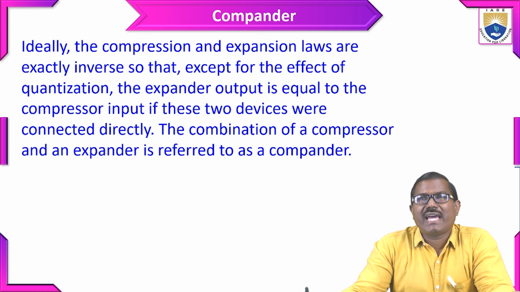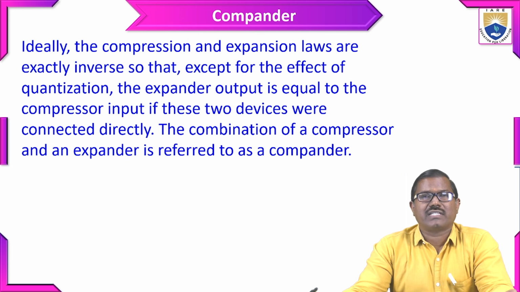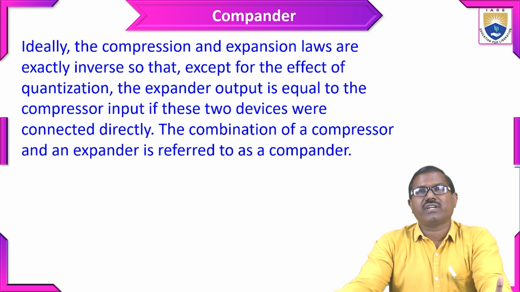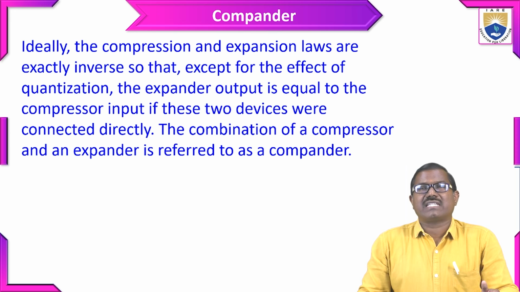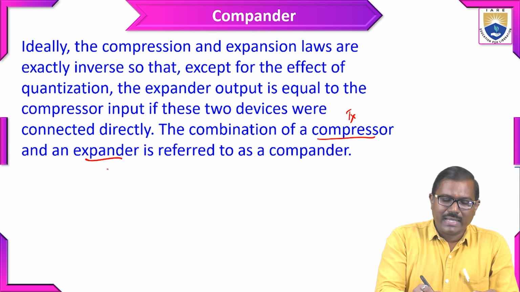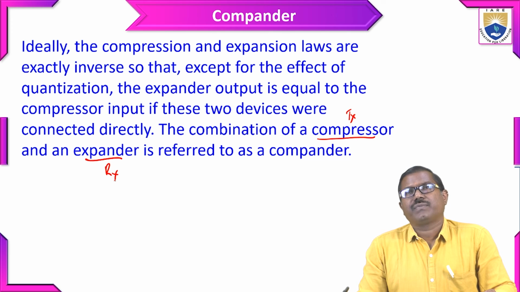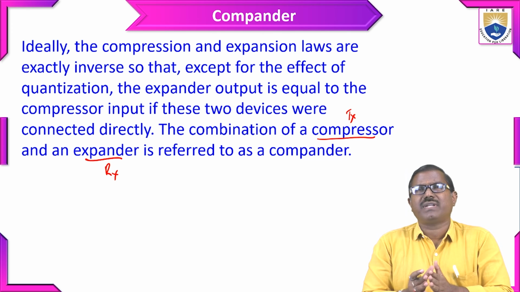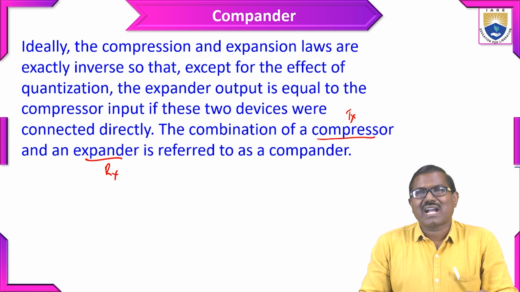So ideally the compression and expansion laws are exactly inverse, so that except for the effect of quantization, the expander output is equal to the compressor input if these two devices were connected directly. The combination of the compressor and expander is referred to as a compander. Here the compressor is used at the transmitter and the expander at the receiver. So the combination of the compressor and expander we call a compander.